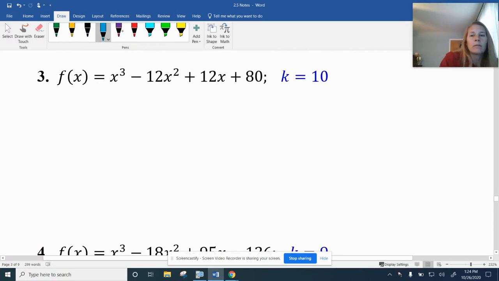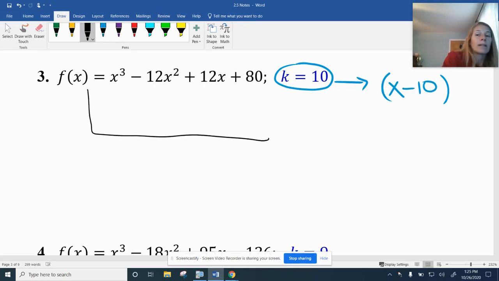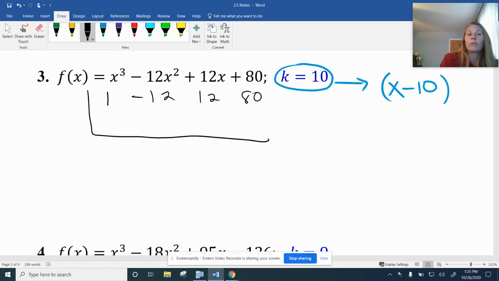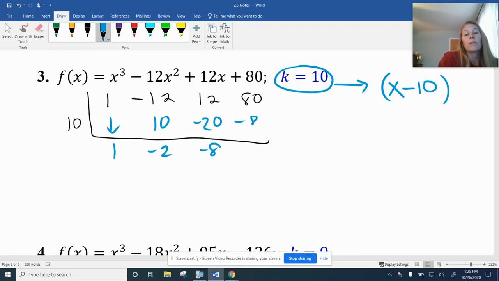Okay, so again, they're giving us this k value of 10, which tells me that one possible factor is x minus 10. So if I divide that 10 out and I get a 0, then I know that's definitely one of my factors, and I can factor the remaining polynomial to get the rest. So I'm putting this 10 on the outside, and I'm going to use my grid. So 1 times 10 is 10. Add those up, I get negative 2, negative 20. That gives me negative 80, and then that's 0.